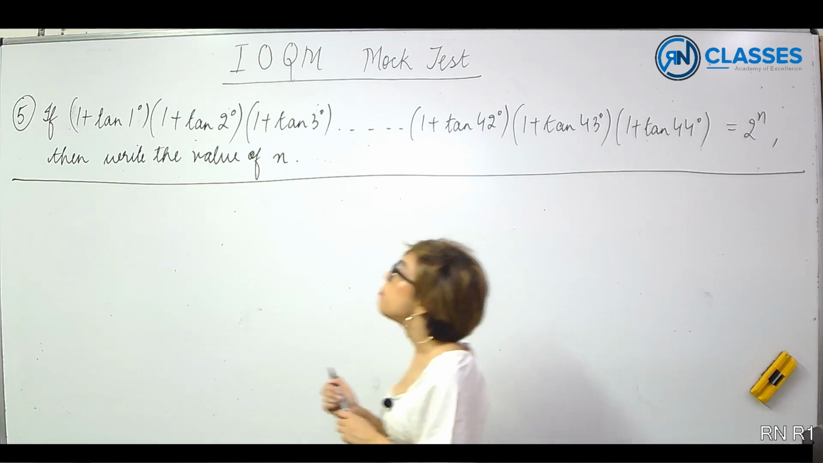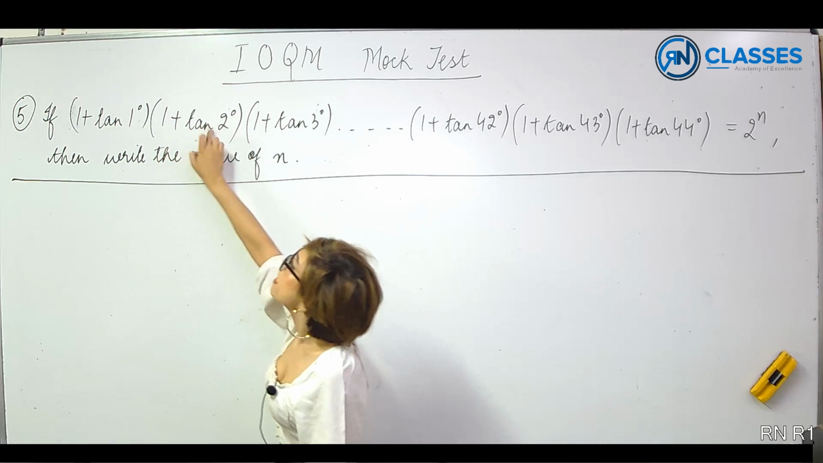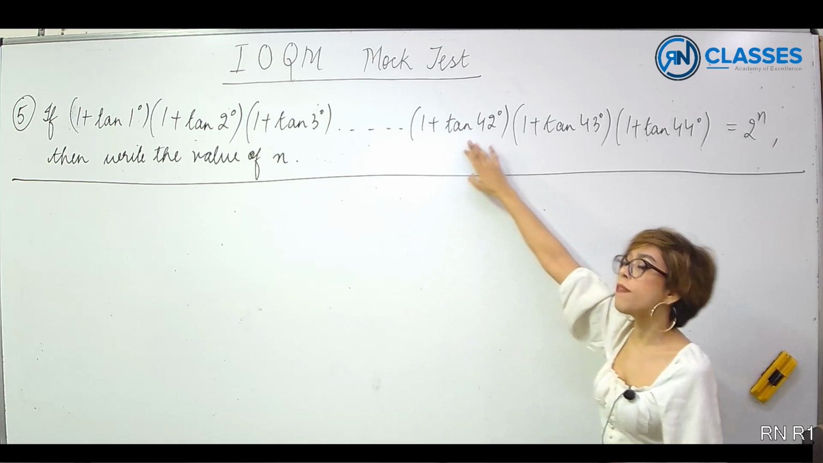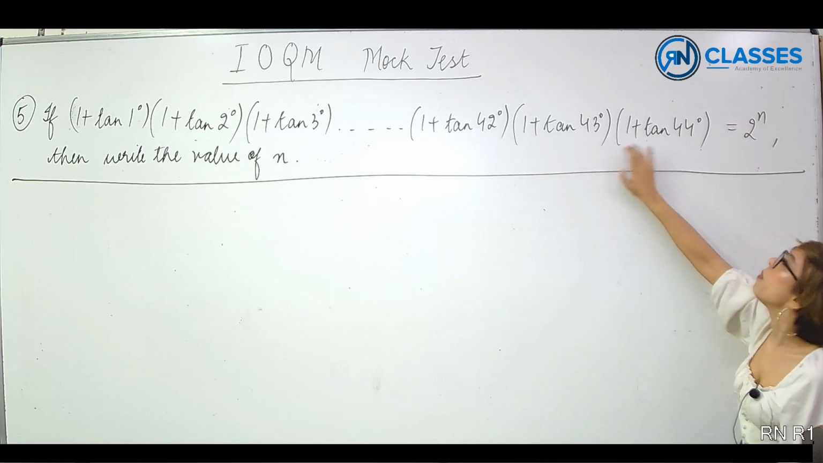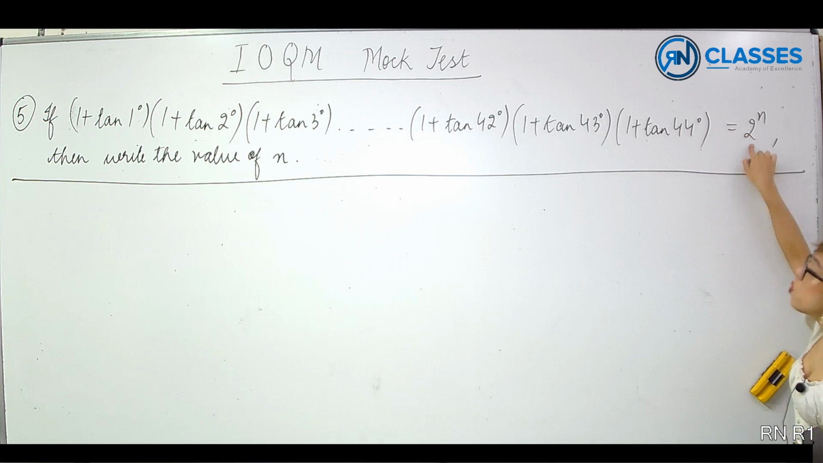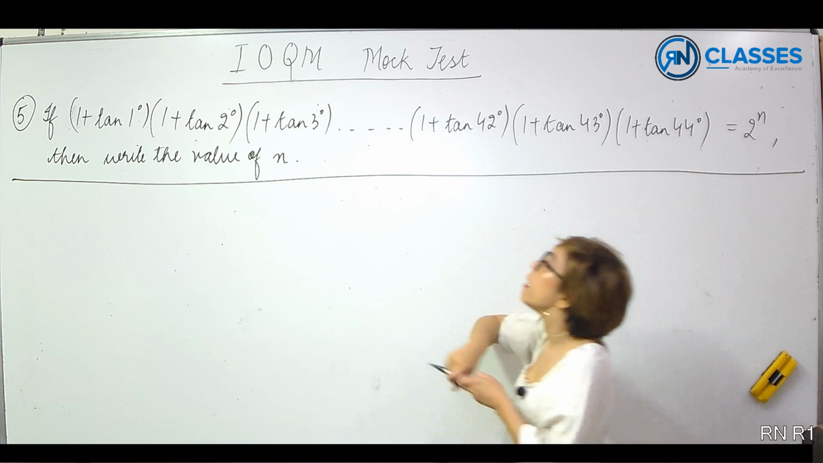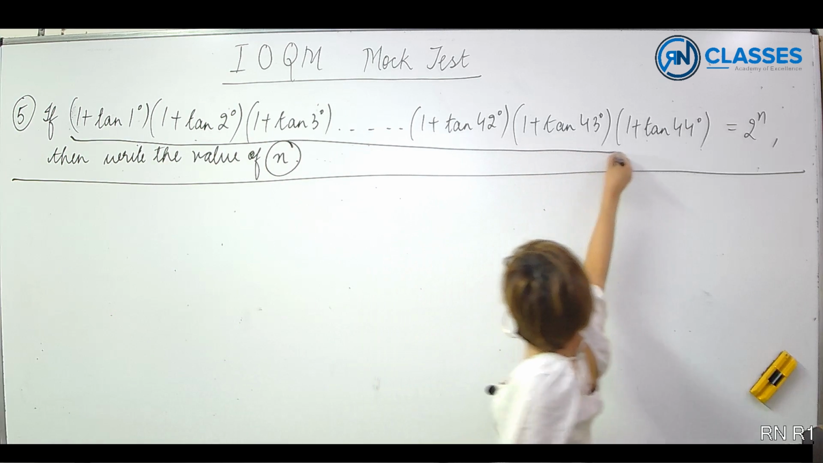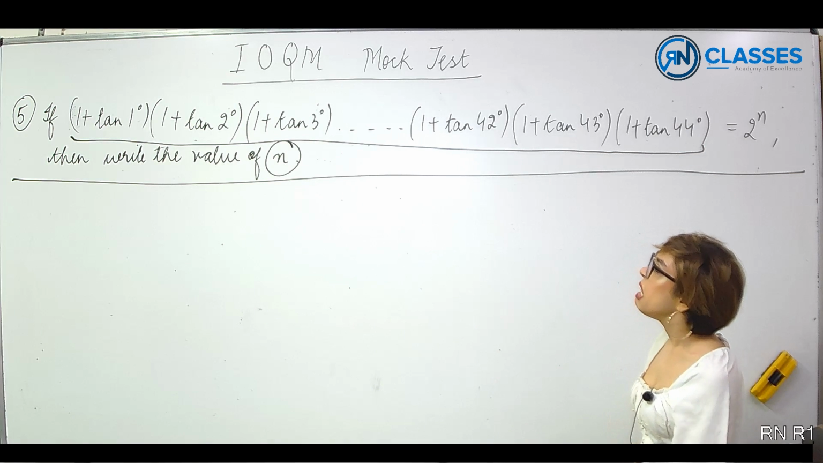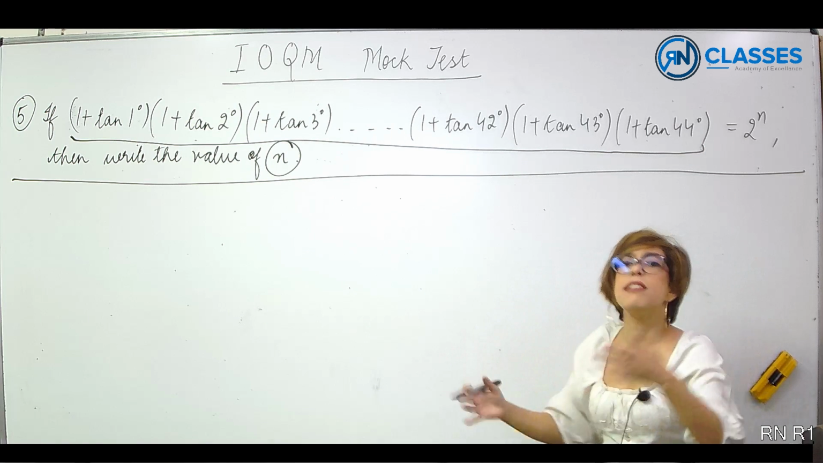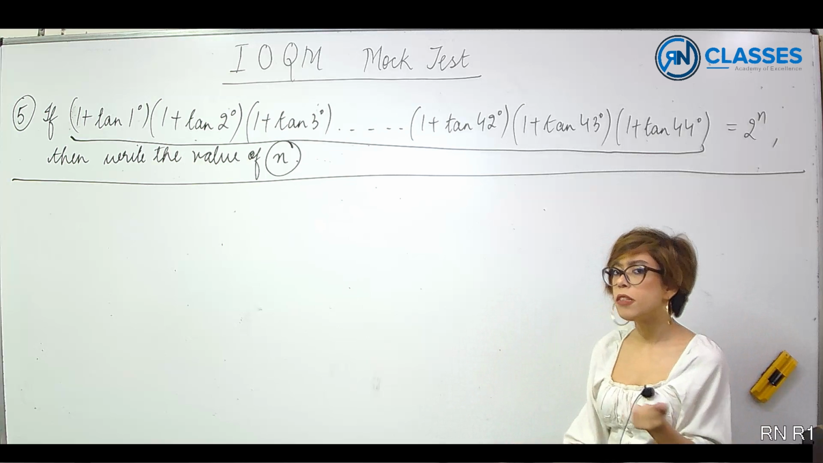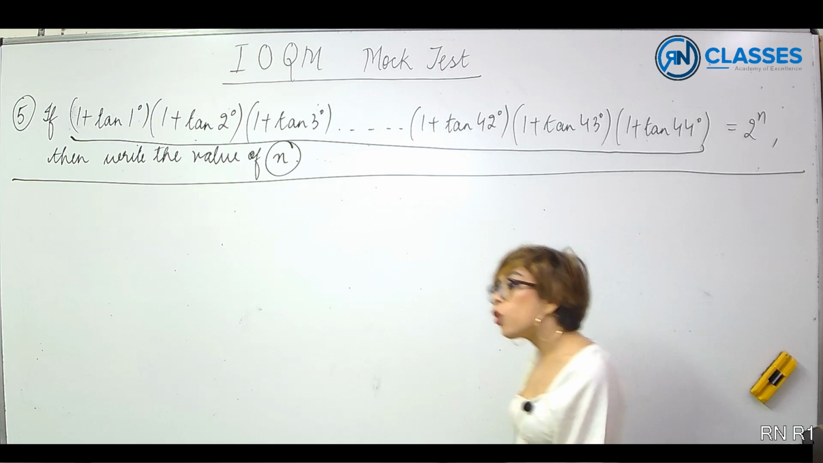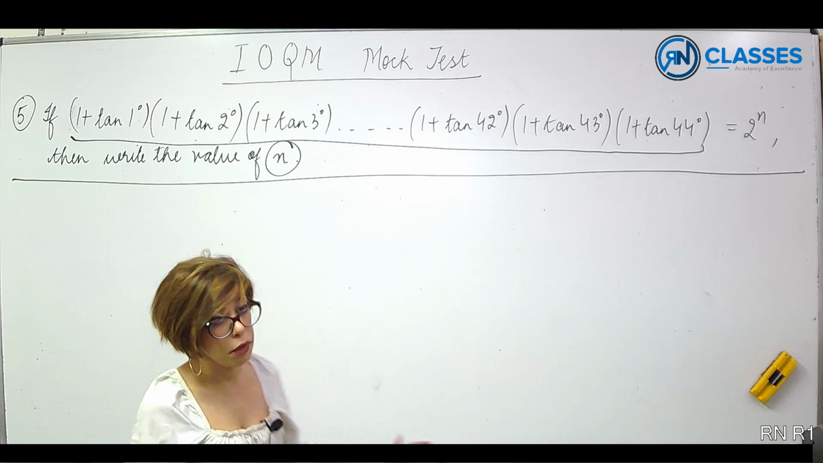Now he says if (1 plus tan 1 degree) into (1 plus tan 2) into (1 plus tan 3) and so on into (1 plus tan 43) into (1 plus tan 44) is 2 raised to n, you need to find the value of it. So basically I need to find out this product. Now clearly I can see that these are 44 quantities. I just need to multiply them and get the answer. One way is you can just open it up. But obviously I will not open it like this. I will get lots of terms.